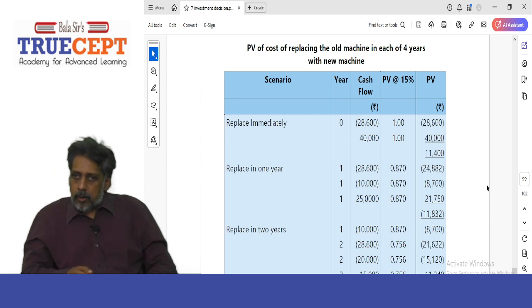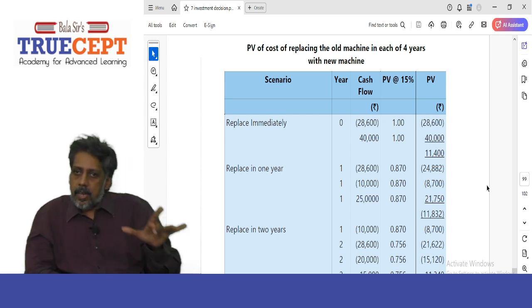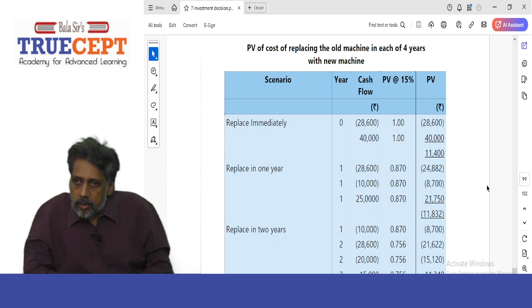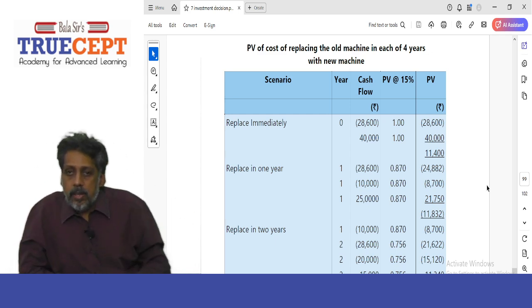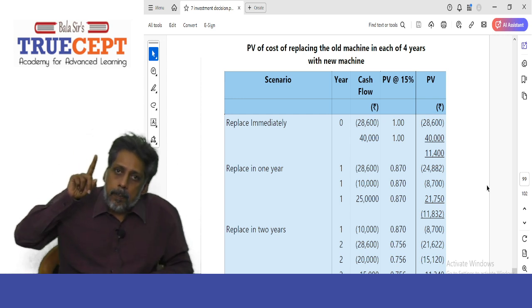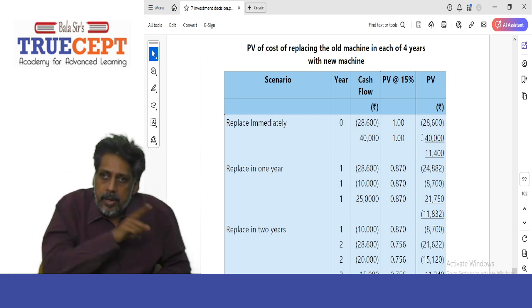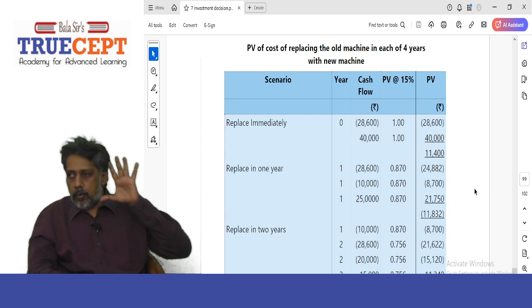And what is the equated annual cost for the new machine? 28,600 in present value terms, times 0. No discounting, nothing over here. Now, what is the net inflow? Around 11,400 is a net inflow in case you decide to replace the existing machine immediately. Is that clear? Yes, sir. That is the first working.